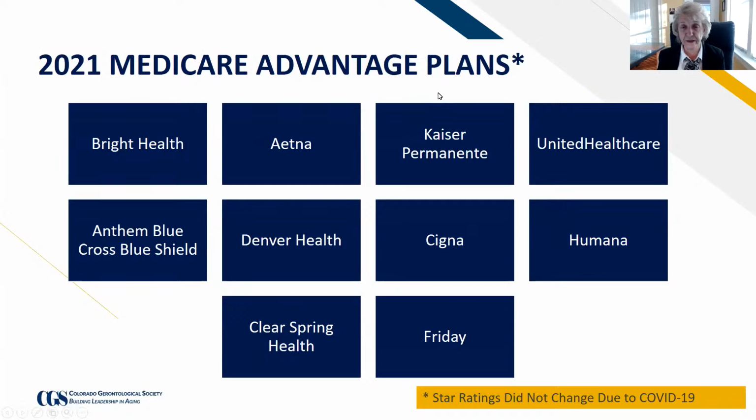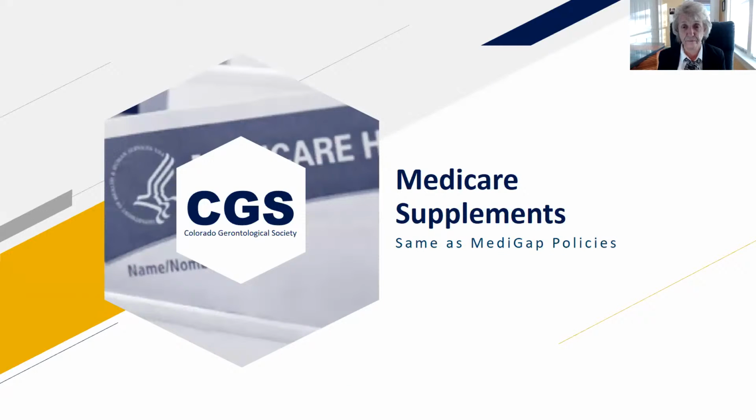The Medicare Advantage plans that are licensed to do business in Colorado are the ones listed in this graph. However, not every company offers services in every zip code, so you may or may not be able to take advantage of these services depending on the zip code that you live in.